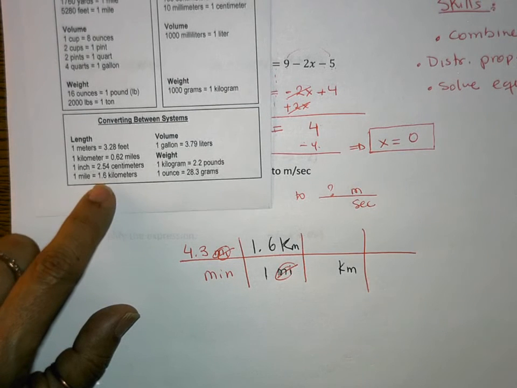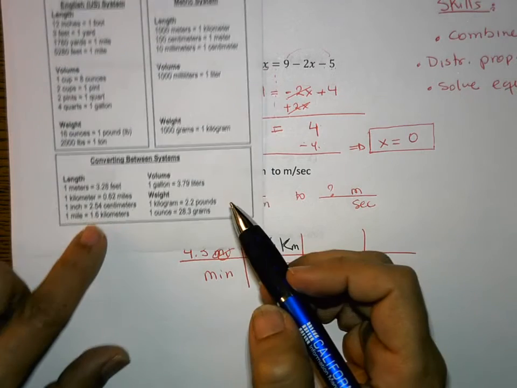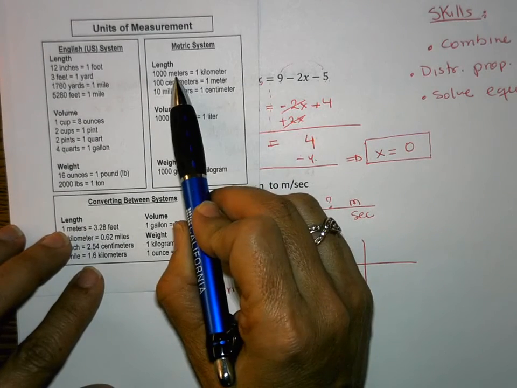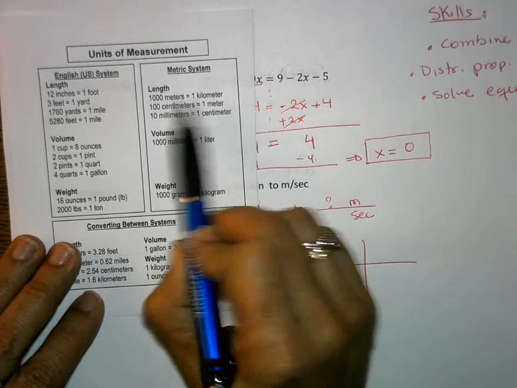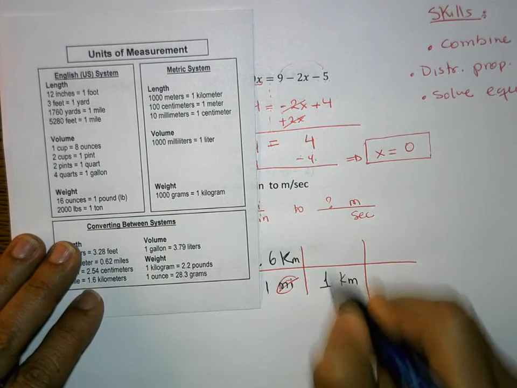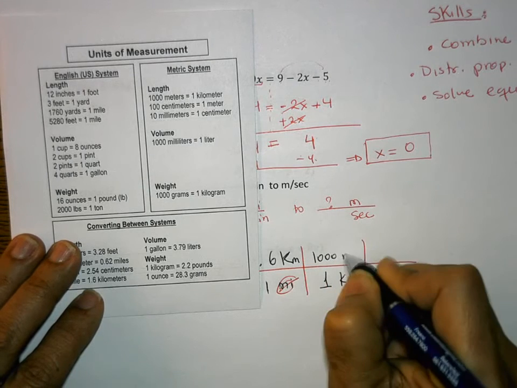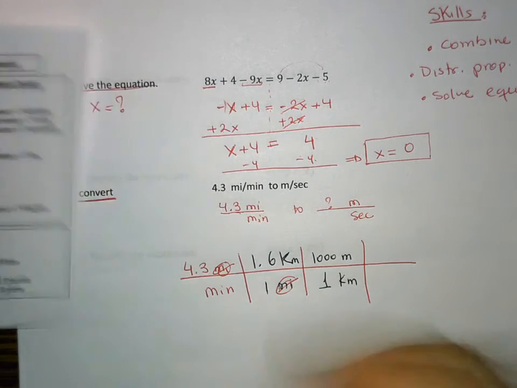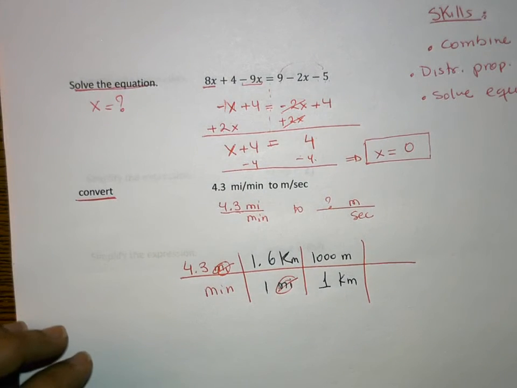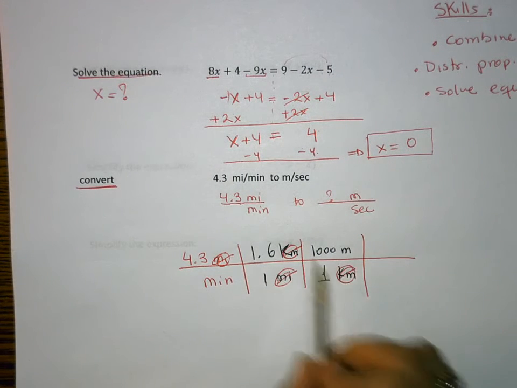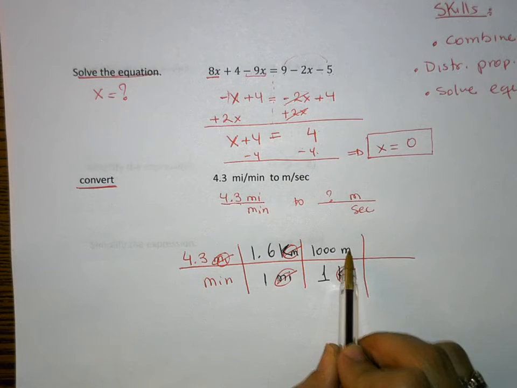So let's look for something about kilometers up here. 1 kilometer is 1,000 meters. If you see it up here, 1 kilometer is 1,000 meters. So there we go, it worked. Okay? So you just have to play with these values until you get to isolate. All right? So the kilometers will cancel, and the only unit we have left is meters, and that's exactly what we wanted.